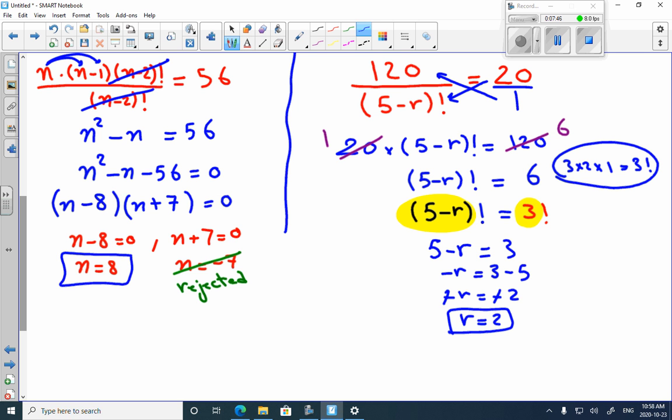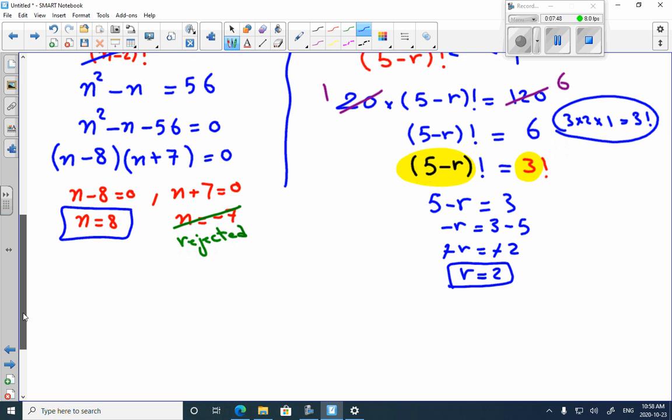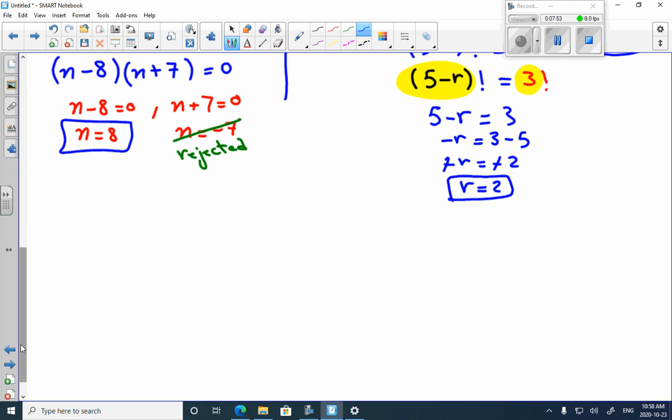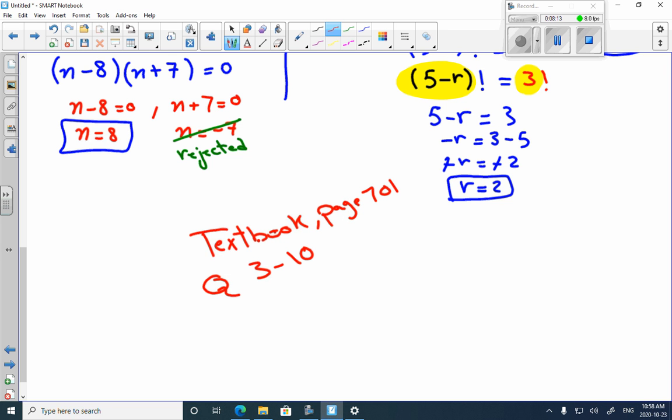Okay, for practice for 8.2, I encourage you to answer questions from the textbook again. Textbook questions 3 to 10, starting on page 701. Good luck, everyone, and see you in the next video for 8.3, the third lesson of this unit. Thanks a lot.